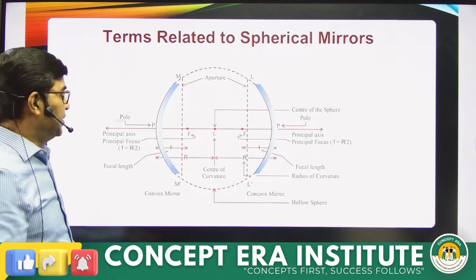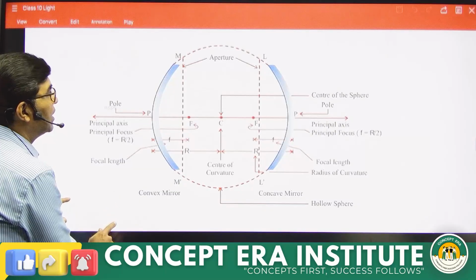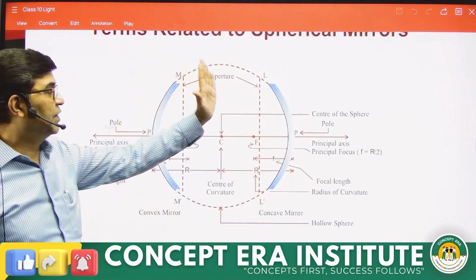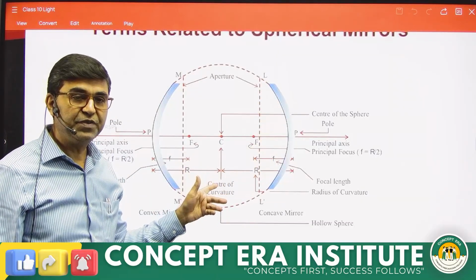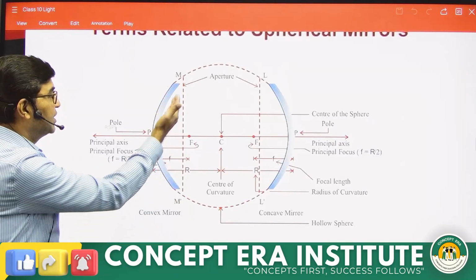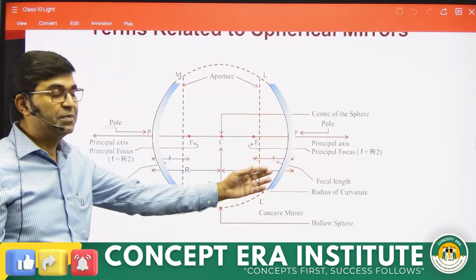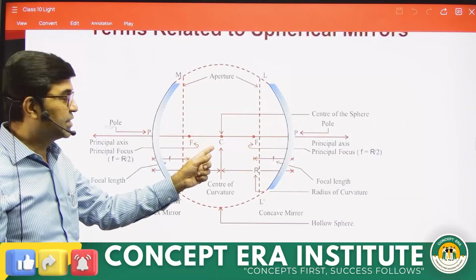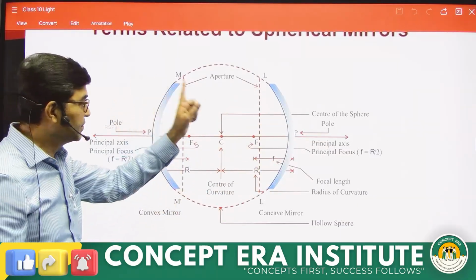First of all, let me tell you that all the spherical mirrors are a part of a big sphere. That means the spherical mirror is a cut portion of a sphere. If we polish the inward surface, it becomes a convex mirror, and if we polish the outward surface, it becomes a concave mirror. The center of this sphere is the center of curvature for the concave mirror or the convex mirror.